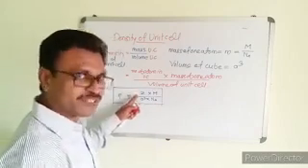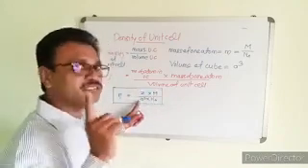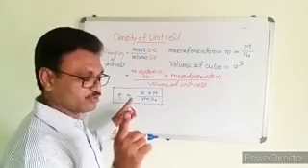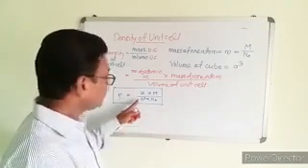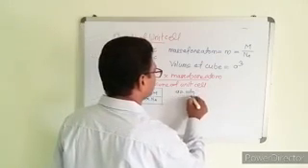Where Z is the number of atoms, M is the molar mass, and a is the edge length.